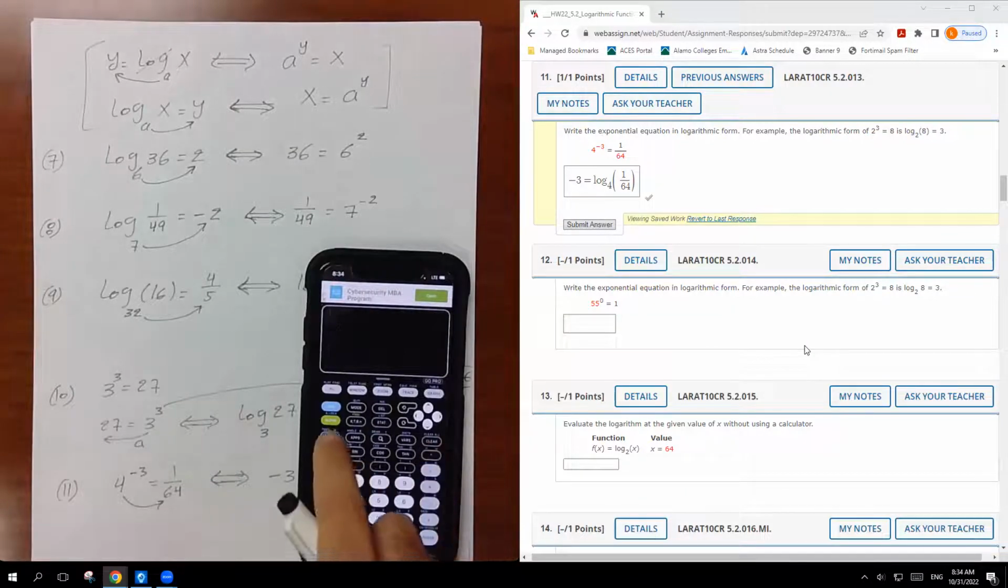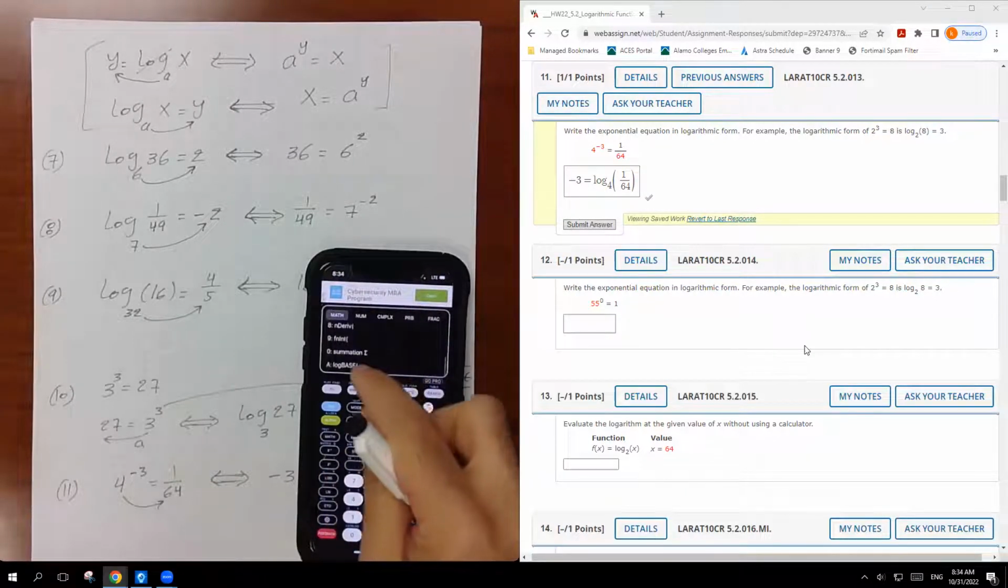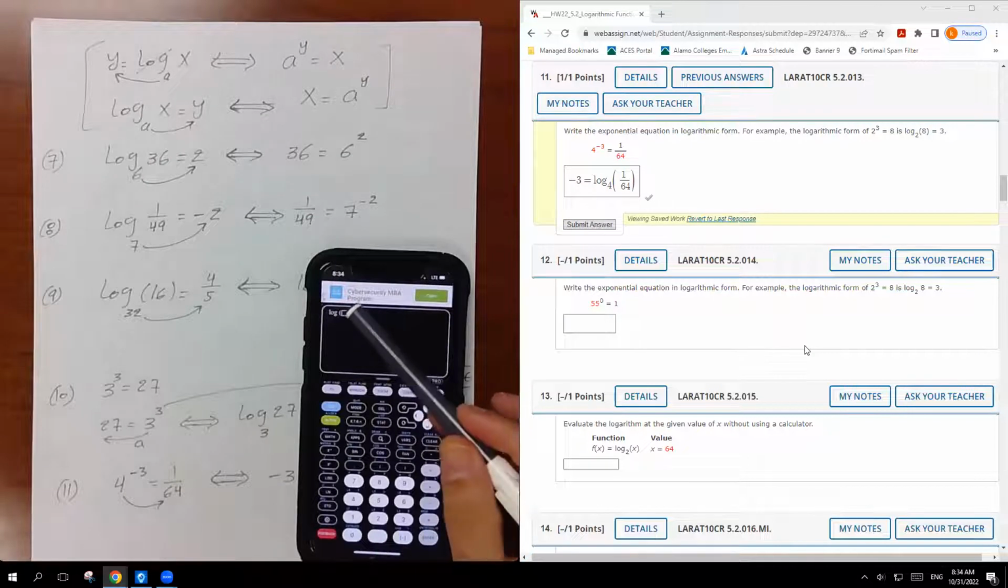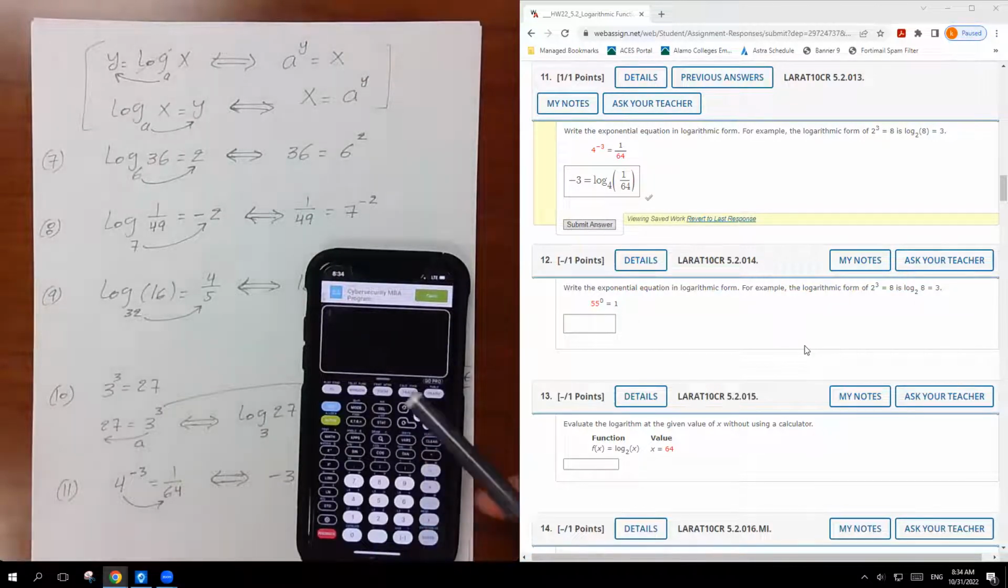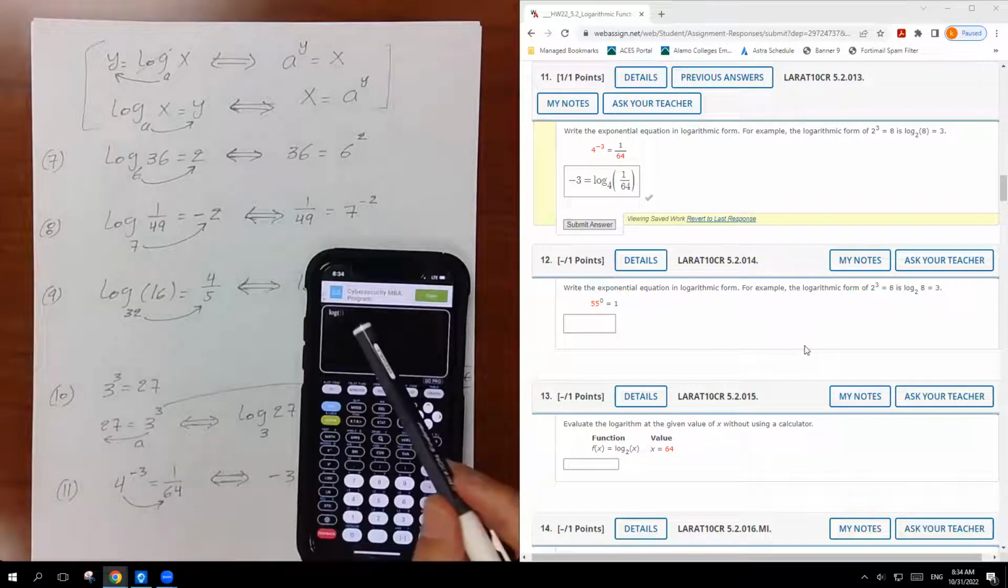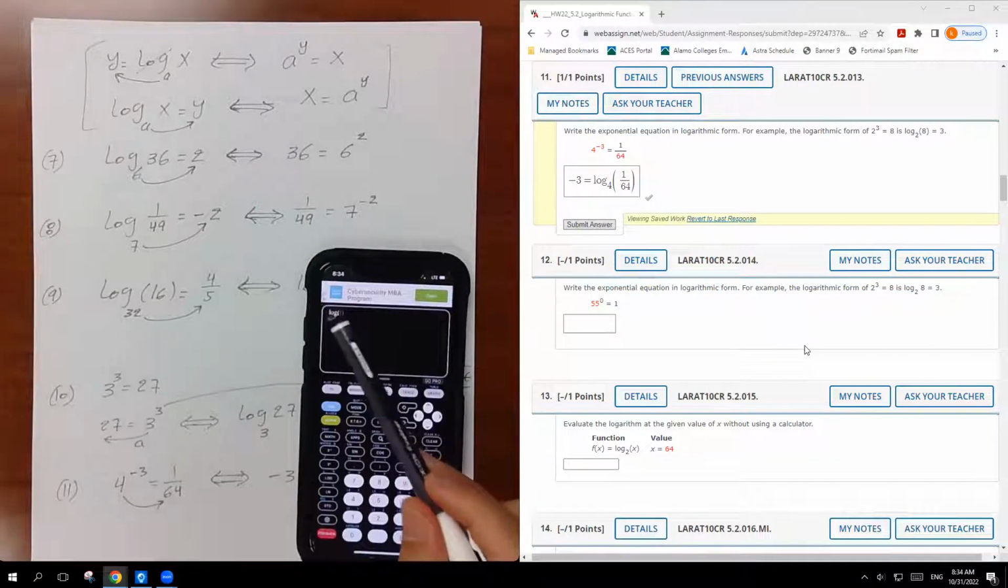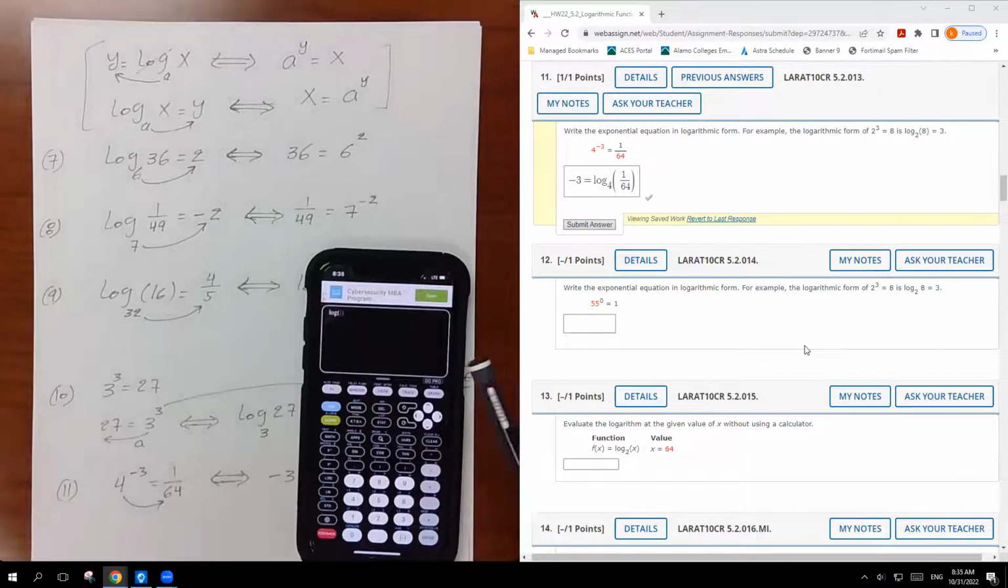So math, scroll down, log to the base. This is the log to the base. If you just want to use log to the base 10, you're going to click here. There is log here by itself. That means this is the common log. You see there is no base, that means the base is 10. It's a common log, so you don't have to say log to the base 10 for the x. Just use this log.